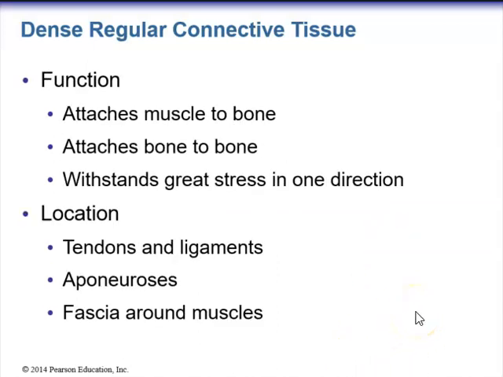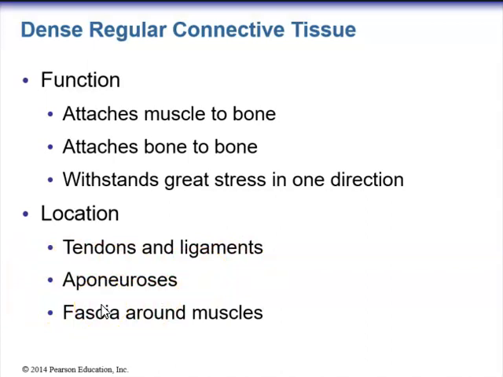Function of our dense regular connective tissue: it attaches muscle to bone, also attaches bone to bone, and withstands great stress in one direction, like a band. So unlike dense irregular connective tissue, which withstands great stress in many directions, dense regular connective tissue withstands great stress in one direction only. We can find dense regular connective tissue in tendons and ligaments, as well as aponeuroses.